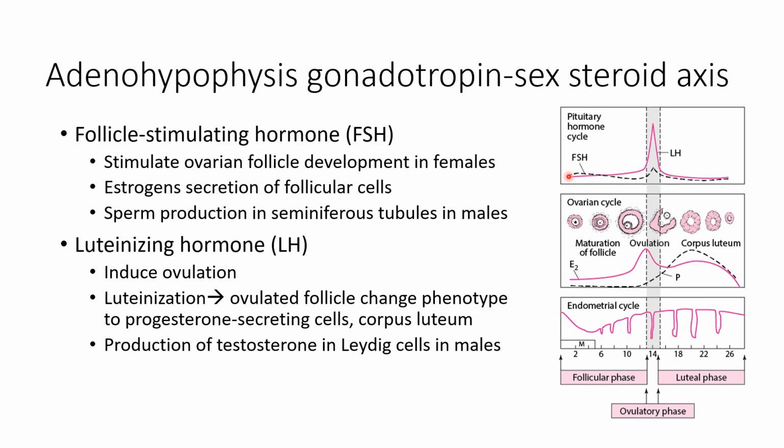As you see here in the graph, a small peak of FSH at the start of your cycle induces the development of follicles. And when it is time for ovulation, LH will peak, and LH is secreted again by your gonadotropes to induce ovulation. At the same time, the ovulated follicle will convert into your corpus luteum, as shown here. That is also due to the effect of your luteinizing hormone.